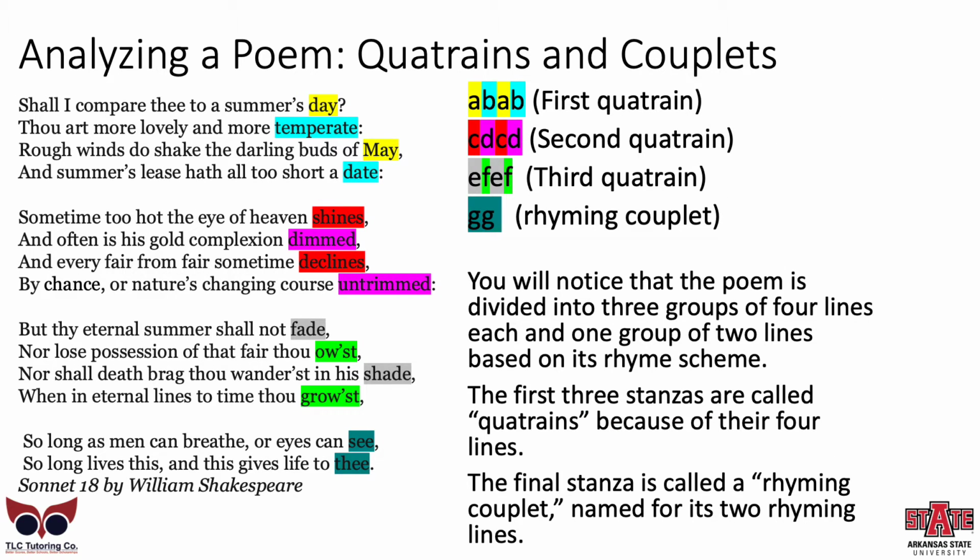Analyzing a poem, quatrains and couplets. You'll notice that the poem is divided into 3 groups of 4 lines each, and 1 group of 2 lines at the end, based on its rhyme scheme. The first 3 stanzas are called quatrains because of their 4 lines. The final stanza is called a rhyming couplet, named for its 2 rhyming lines.